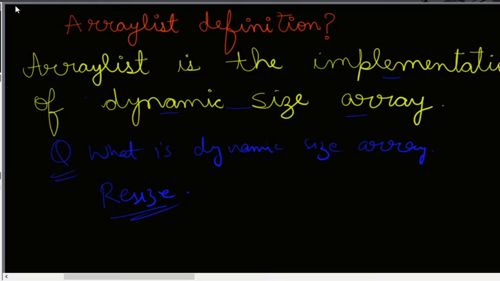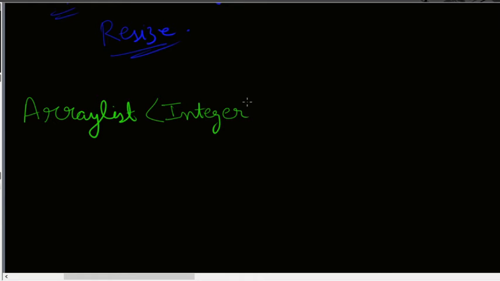Now I will explain the syntax of the array list, how we can write it. We will write ArrayList, and here we write Integer, which is the wrapper class of the primitive data type int. Then I'll take al is equal to new.